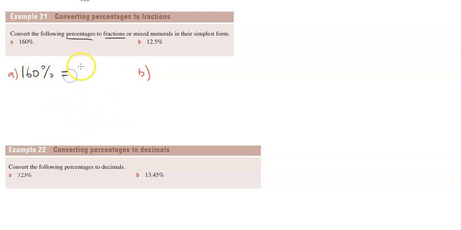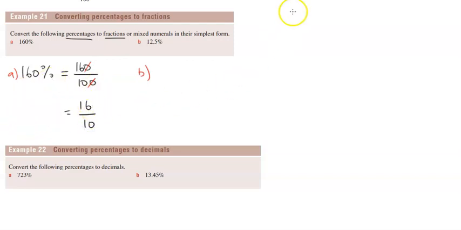So 160%, rather, it's the same as 160 over 100. Now to simplify this, there's a neat little trick. If both of the numbers end with a 0, you can cross these out. So in other words, this will cross out with this. So this is the same as 16 over 10. Now this is assuming that both of them end with a 0. Okay, so this is a little hack.